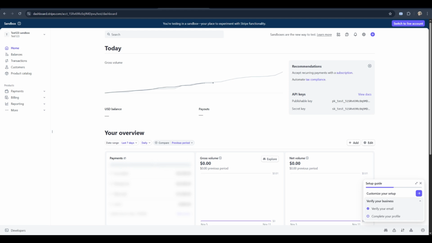Now, let's look at transaction fees. This is how Stripe actually makes money. You only pay a fee when you successfully make a sale. Let me show you what this looks like in your Stripe dashboard.